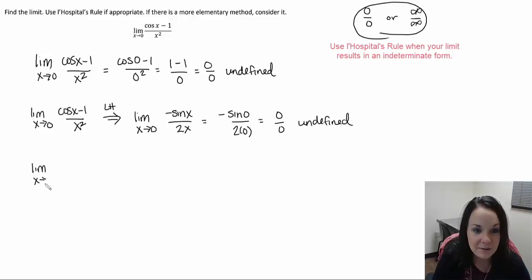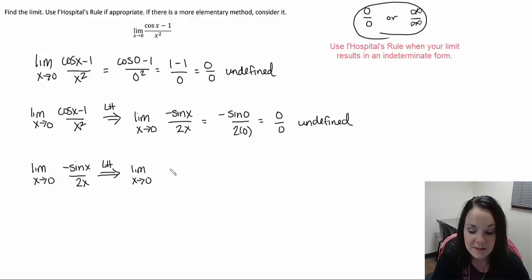So I'm going to bring down that limit that I started with, negative sine x over 2x, and I'm going to do L'Hopital's rule again. Again, we just take the derivative of both the top and the bottom. So the derivative of negative sine x is negative cosine x. The derivative of 2x is simply 2. This is looking much better now.